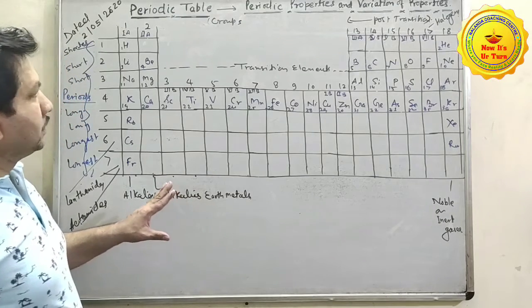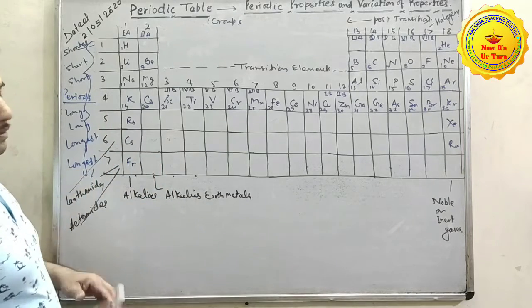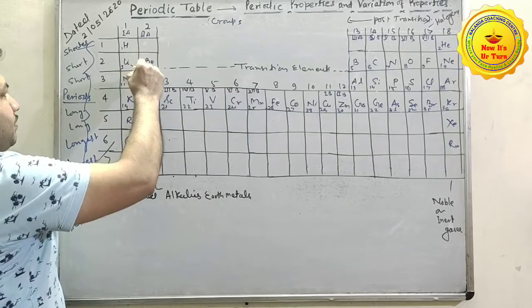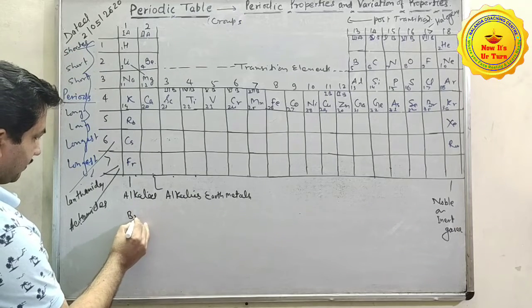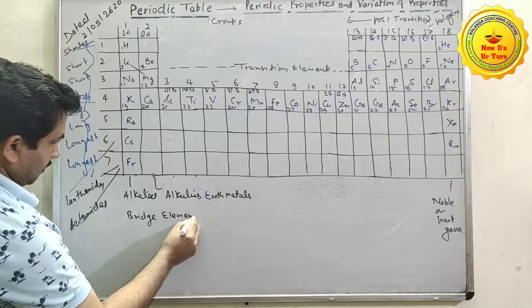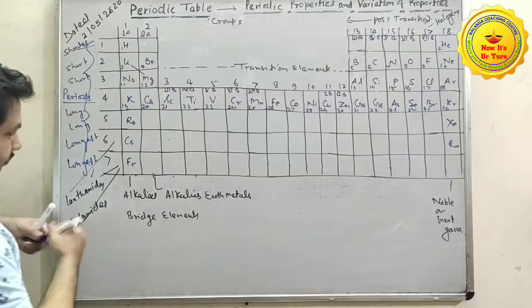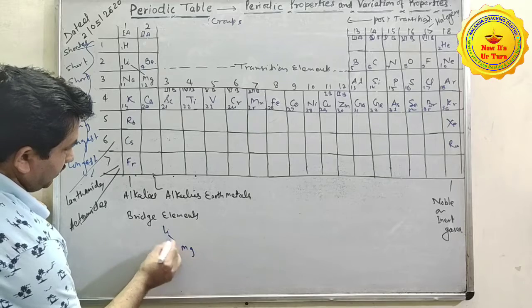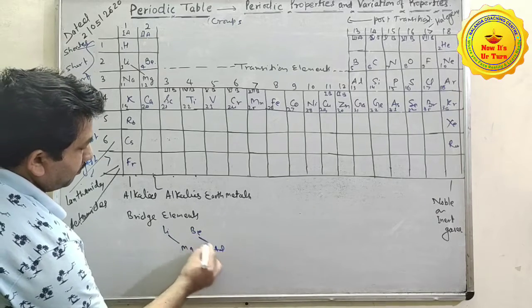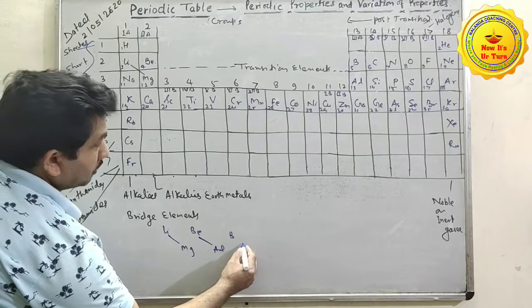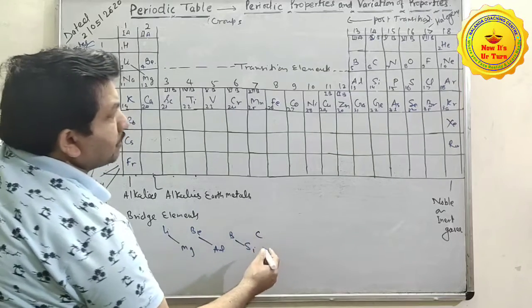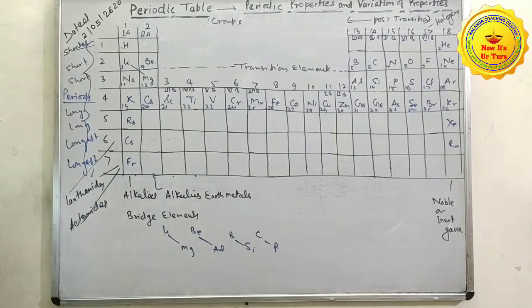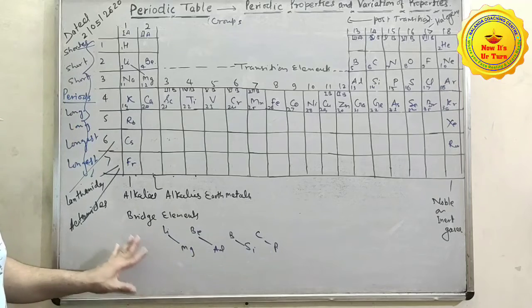Now, bridge elements. Here we have lithium and Mg, beryllium and aluminium, boron, and here silicon, carbon. These elements are bridge elements. Clear? Because some of their properties resemble each other. Now these are the bridge elements.